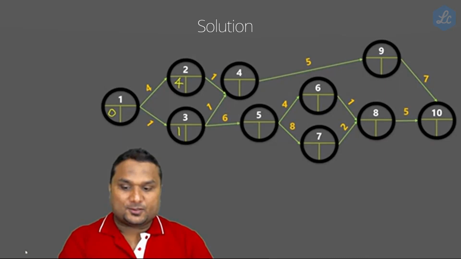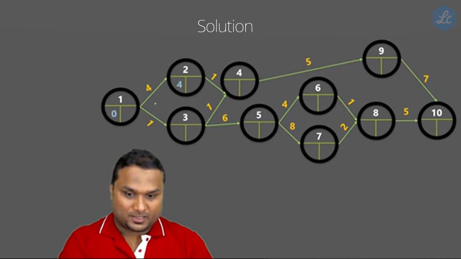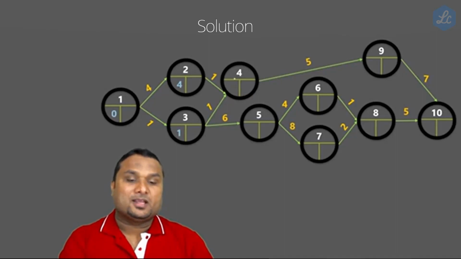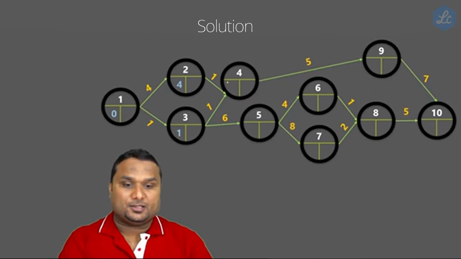Now we will fill it in. The project starts on the 0th day. 0 plus 4 is 4 over here. Now 0 plus 1 is 1 over here. Now here there is a confusion. Activity 4 has to be started after completing 2 to 4 and 3 to 4. So 4 plus 1 is one way, which is 5, and 1 plus 1 is 2.